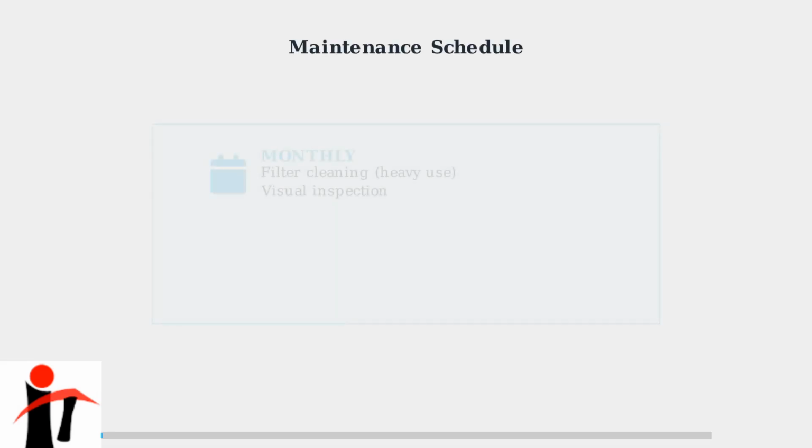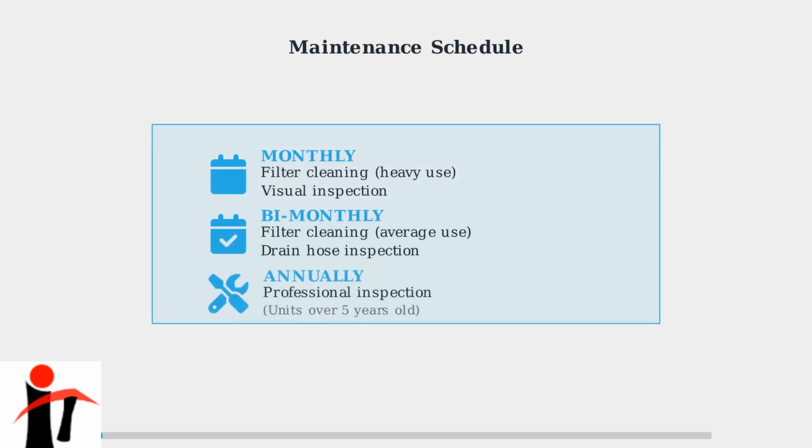Regular maintenance prevents most drainage issues. Clean filters monthly for heavy use or bi-monthly for average households. Schedule annual professional inspections for dishwashers over 5 years old. Following these troubleshooting steps and maintenance schedule will help ensure your Frigidaire dishwasher drains properly and operates efficiently for years to come.